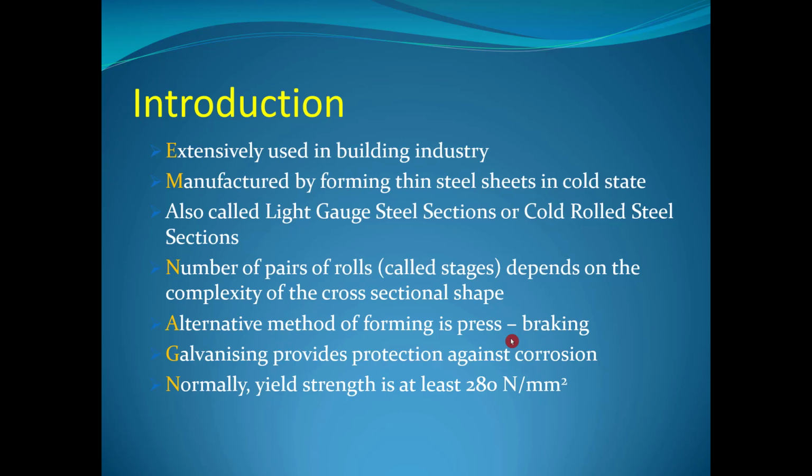Normally we provide galvanizing for the cold form steel members to protect them from corrosion. The general yield strength is 280 Newton per mm square.